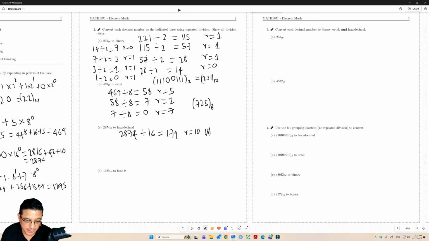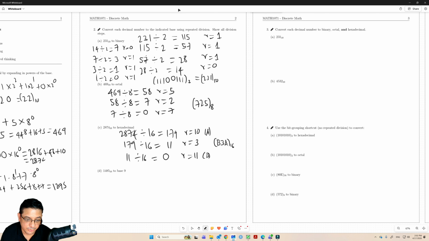Okay. If we take 179 and divide it by 16, then that fits 11 times, and we're going to have a remainder of 3. Now last, with 11, 16 doesn't fit. Okay, so 0, and our remainder is just going to be 11, or B. So we can represent this in base 16 as B3A.